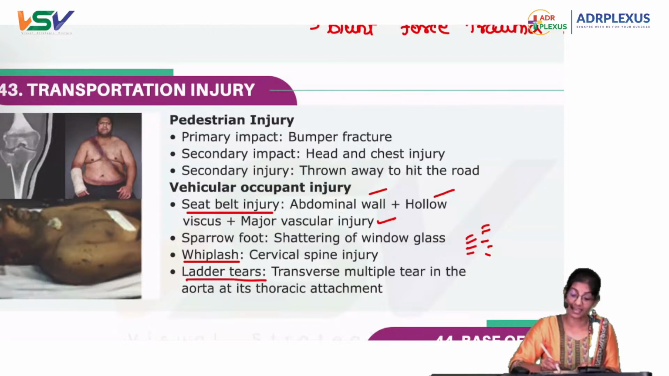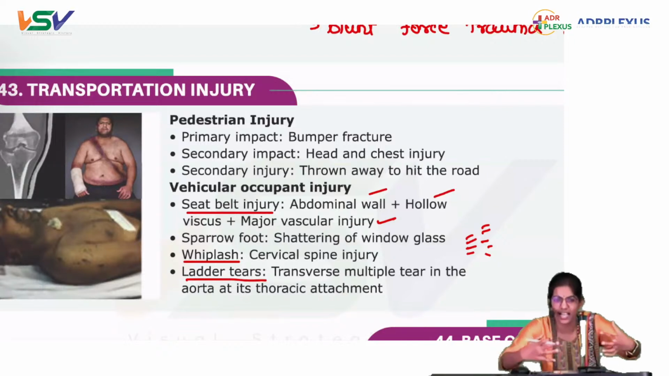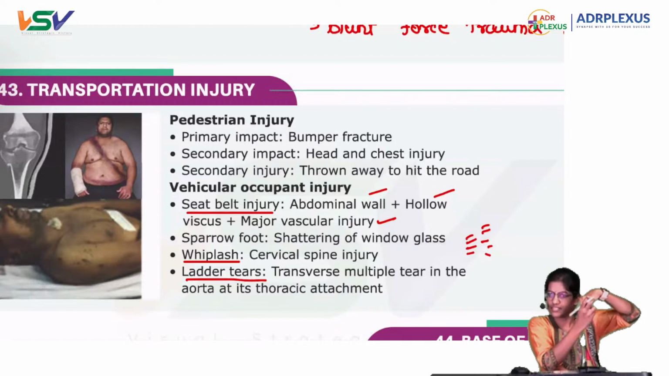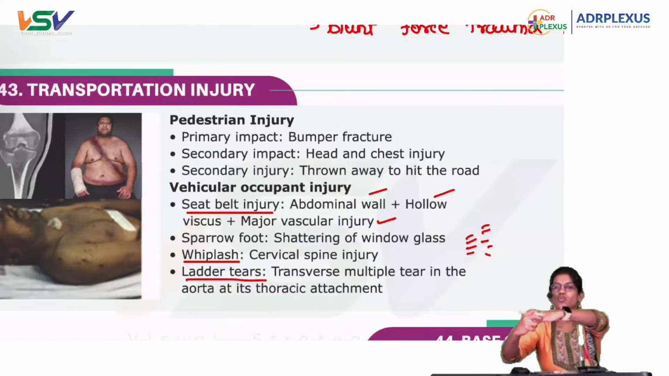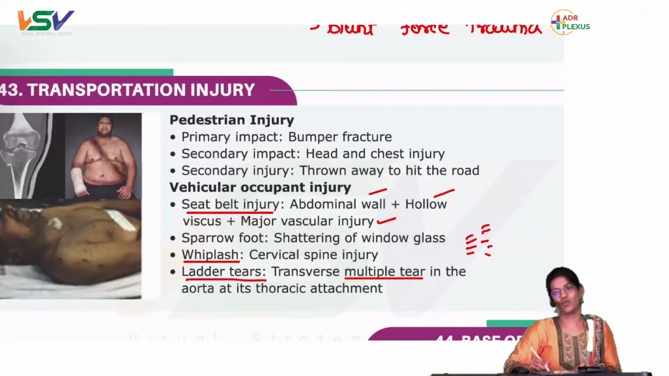Then we have ladder tear. Again, the body is moving at such high velocity that the aorta, which is holding the heart, which is hanging there, gets torn. So there are multiple transverse tears in the aorta.